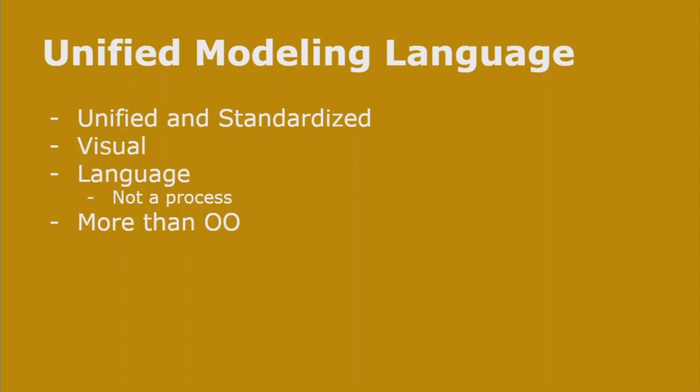It's important to note that the UML is not a process, it's a language. You can use UML in every kind of process that you have. And it's actually also more than object orientation. You probably did some state charts in 1DV600 that are also defined in UML, but are not necessarily object oriented. Right?